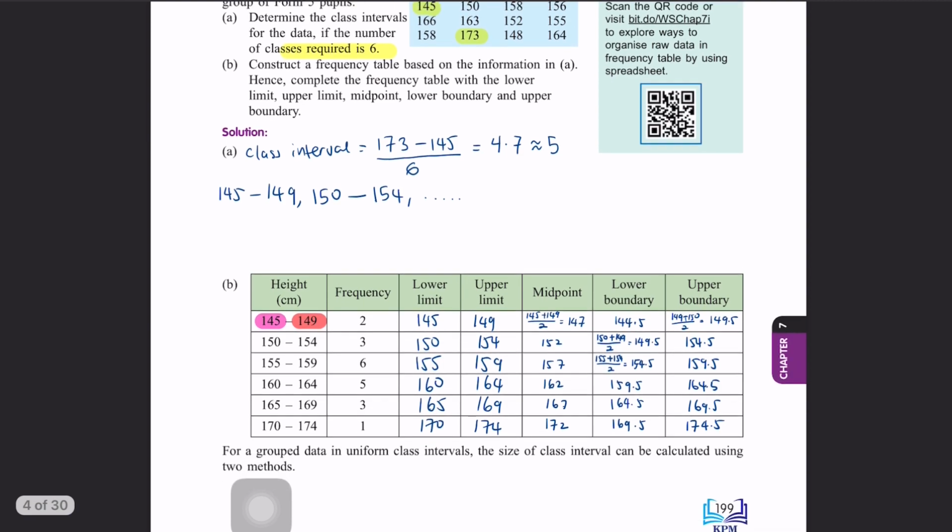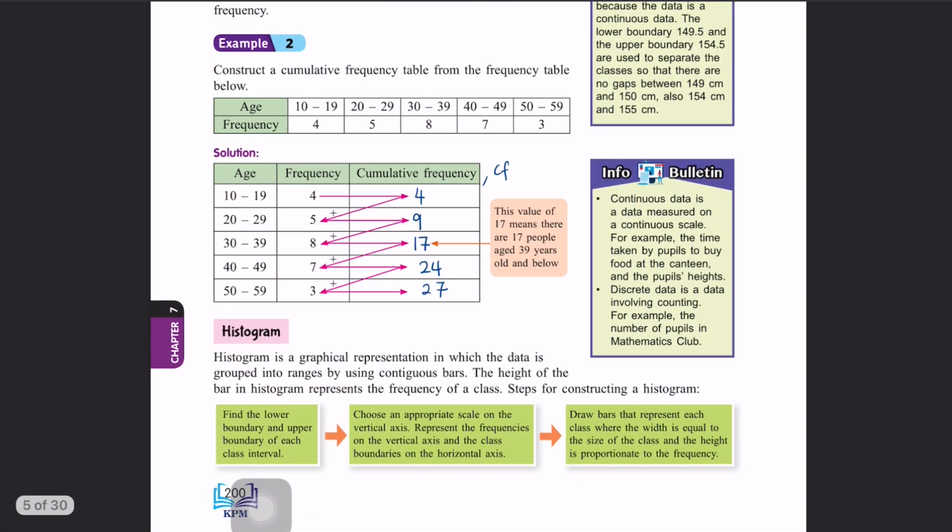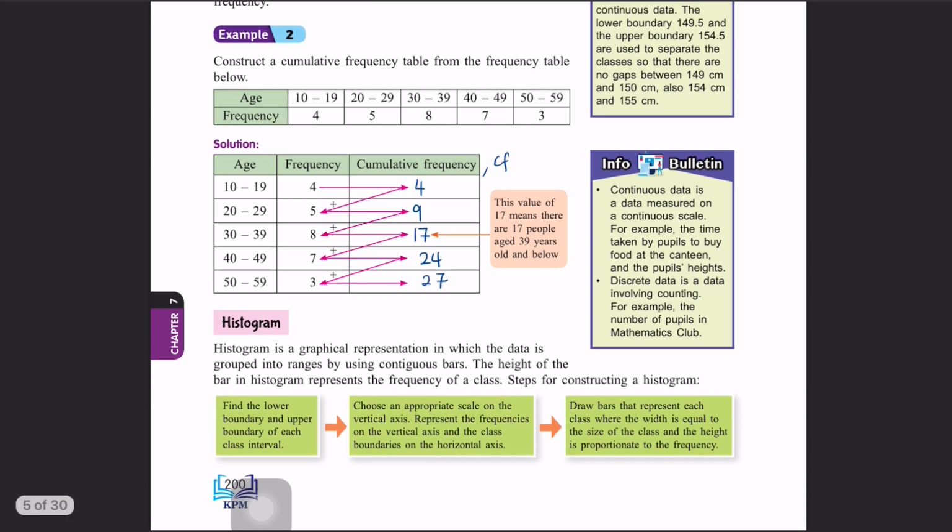So from this frequency table that you have created before, now we can draw a few statistical representations. The first one, we call it histogram. So what is histogram? Histogram is a graphical representation in which the data is grouped into ranges by using contiguous bars. The height of the bar in histogram represents the frequency of a class.